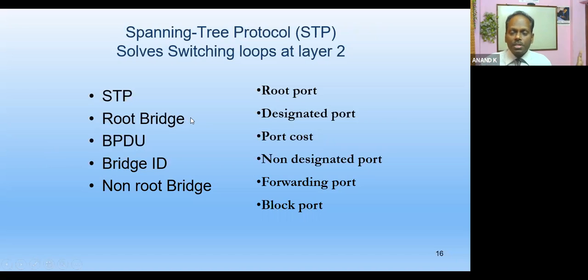If multiple switches are connected, every switch has a root port. This root port is there, root port is there, root port is there. So all root ports form a root bridge. What is the function of the root bridge? To see that no loop avoidance failure occurs. No loop should form in the communication.